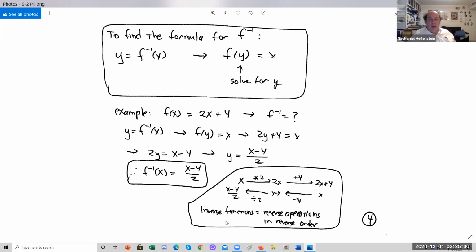Now, an interesting little detail happens. If you look at how 2x plus 4 works, it starts with x, it doubles it, 2x, adds 4, 2x plus 4. The inverse, as you can see here, starts with x and subtracts 4, it gets x minus 4, then divides that by 2, x minus 4 over 2. These inverse functions are reverse operations in reverse order. So if you want to undo something, you have to undo each step, a step at a time, in reverse order.